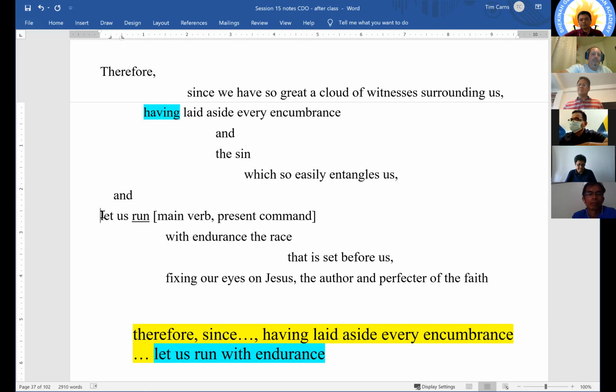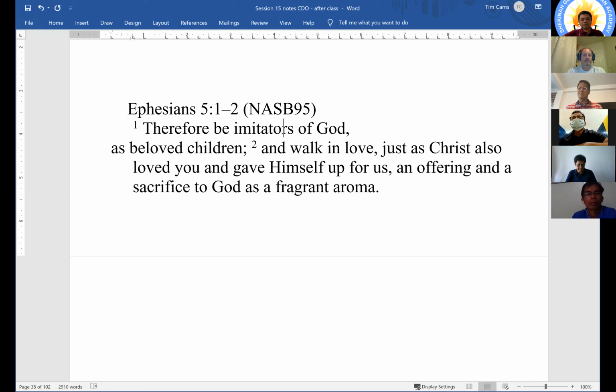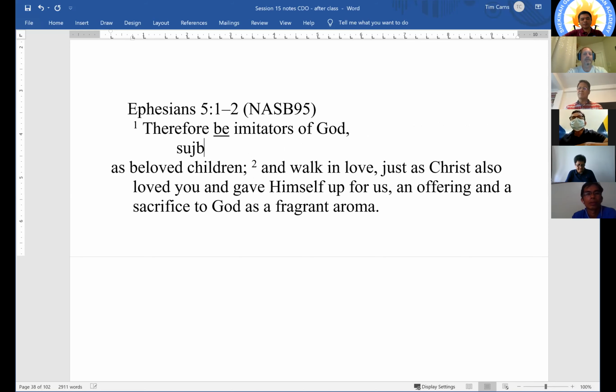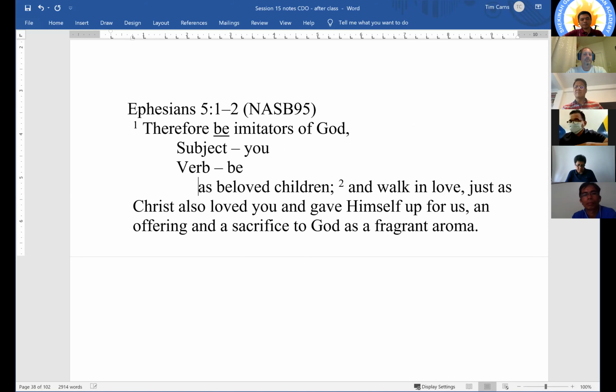Now, I'll do this example with you because it will explain my final point. Here we have, therefore, be imitators of God. Notice I have my verb, be, and the implied subject is what? You. The subject is you, because it's a command, isn't it? So in this case it's the Ephesians. The verb is be. So you be, and he describes you as imitators. That's the main sentence. Now, as beloved children describes how, so I put that under be.